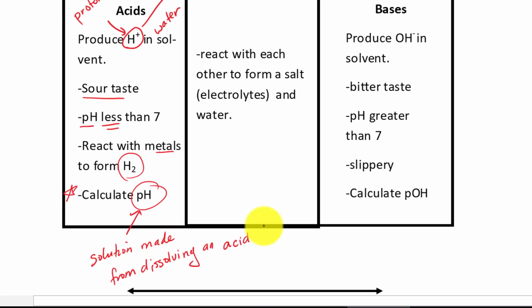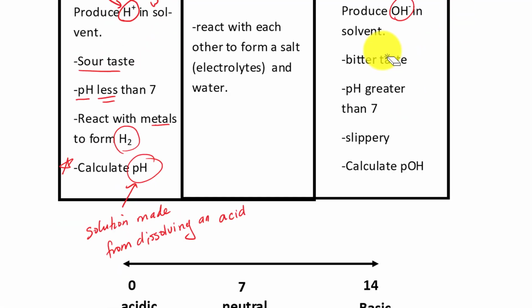Now let's go over to the bases. The bases produce OH minus, and the name of the ion for OH minus is hydroxide. Another characteristic of a base is that it has a bitter taste. And think of soap. If you ever tasted soap before, it tastes very bitter.